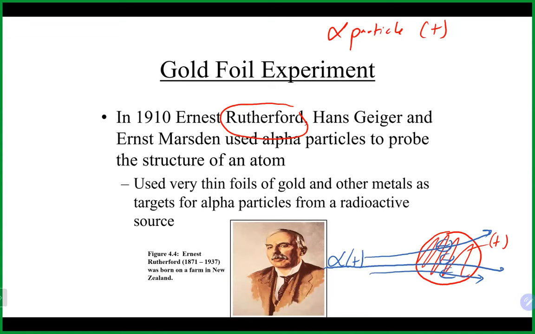When he did this experiment, he found that most of those alpha particles passed through no problem, undeflected. But every now and then, he would see these alpha particles bounce off at angles, maybe even come back to the source. That was really surprising to him because the previous model of the atom that he thought was correct.